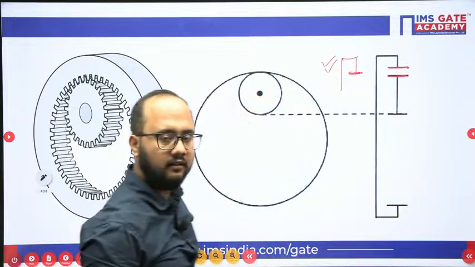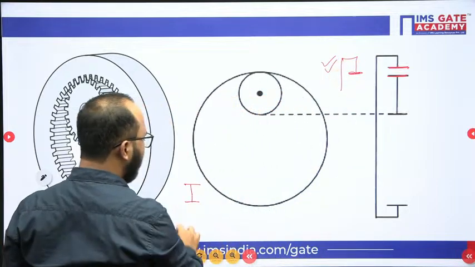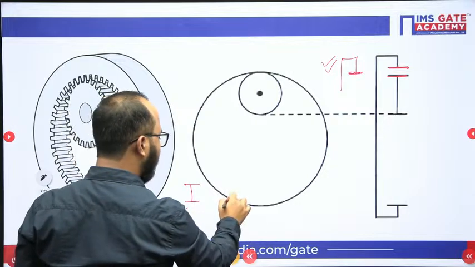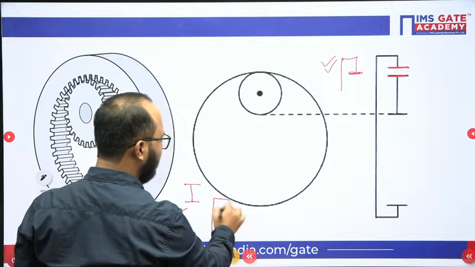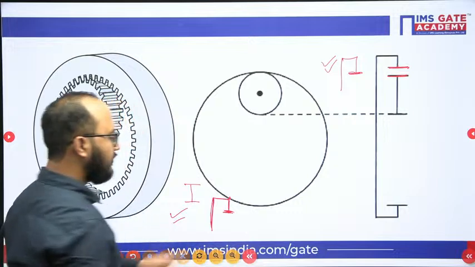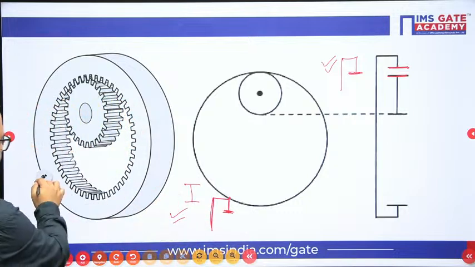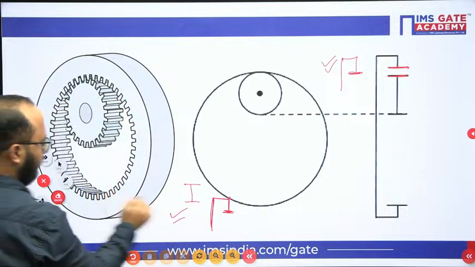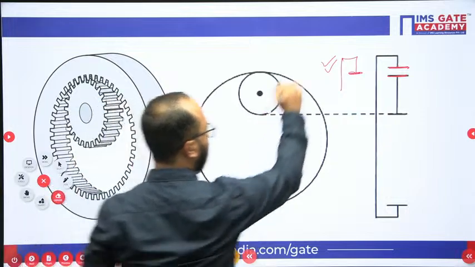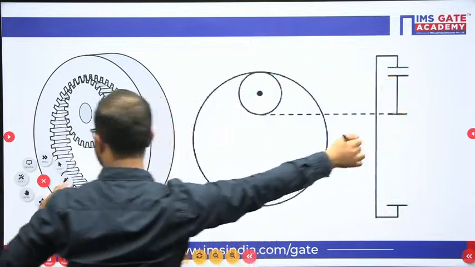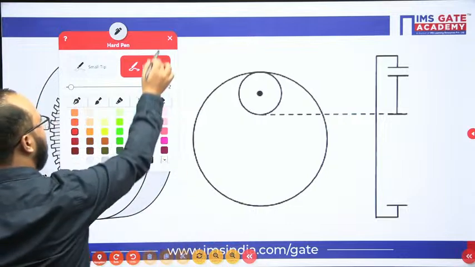When the teeth have been cut inside, this is representing the internal gear. If the gear is drawn like this, this is an external gear. Whenever teeth have been cut inside like this, this is the internal gear, and this is the external gear. Right? So these 2 parallel lines represent the meshing between the gears.